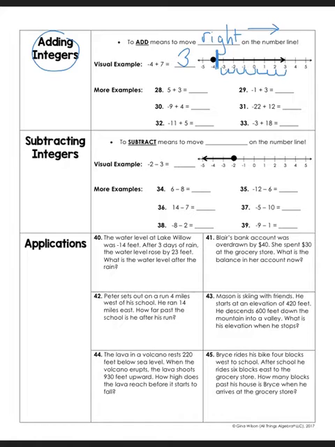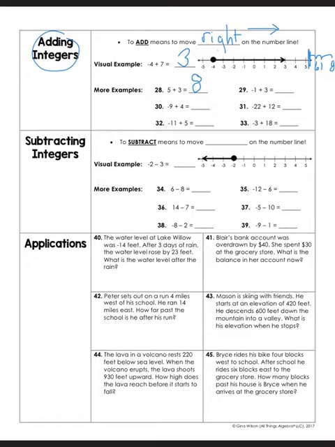So we will look at 5 plus 3. If I start at 5 and I move over 1, 2, 3, so that would be 6, 7, and 8. The answer is 8.